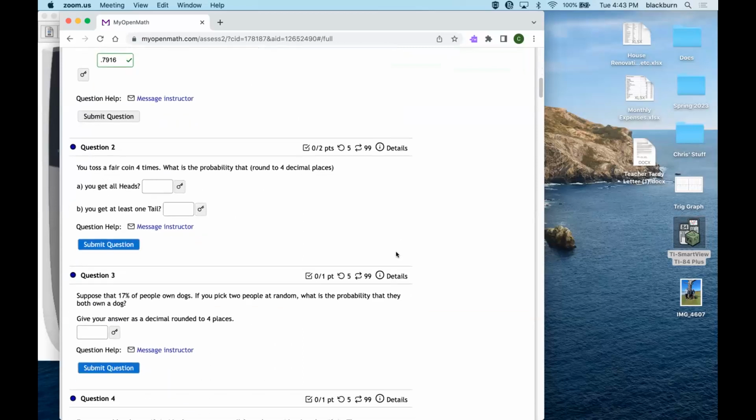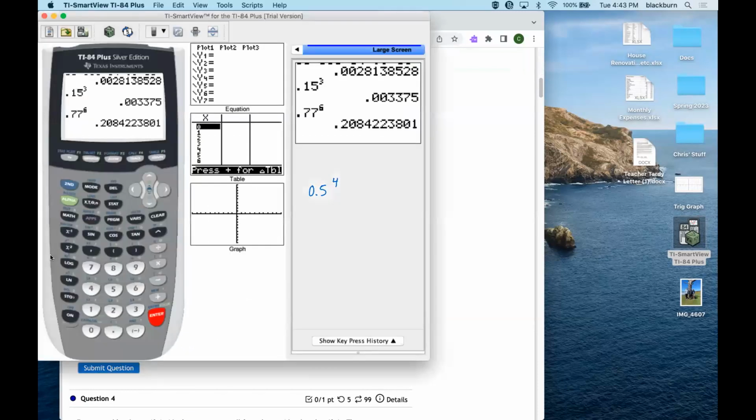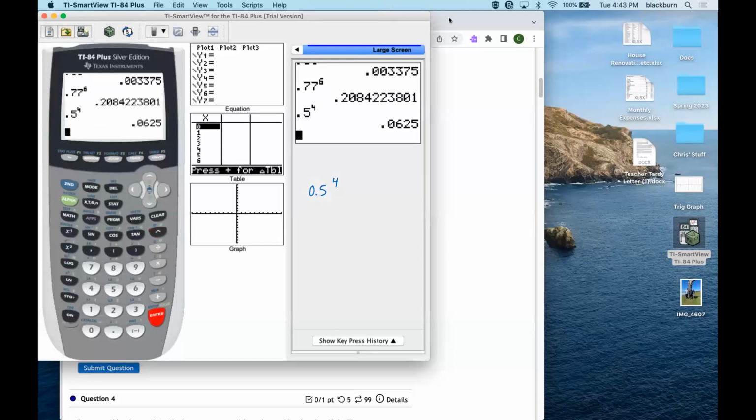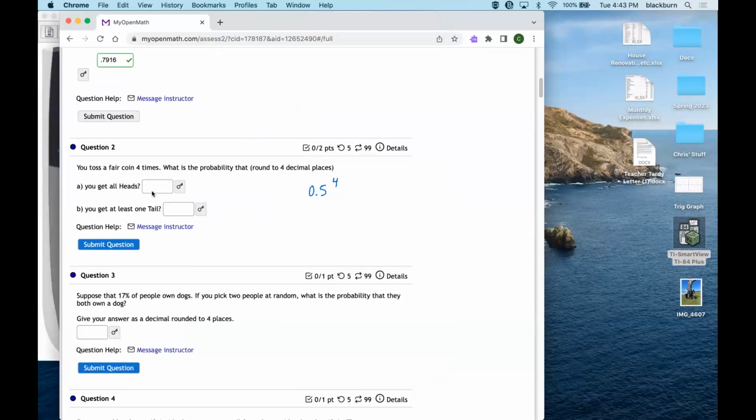Okay, number 2, you toss a fair coin 4 times. What's the probability that you get all heads? Well, fair coin means there's a 50% chance that you get a head, then 50% chance on the second one, 50% chance on the third, 50% chance on the fourth. So it's like you're multiplying 0.5 by itself 4 times. Let's see what that says on the calculator: 0.5 times 0.5 times 0.5 times 0.5, or just 0.5 to the 4th. So 0.0625 would be the probability of getting all heads.